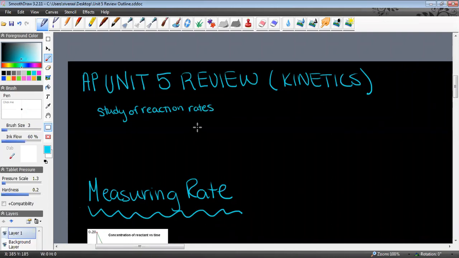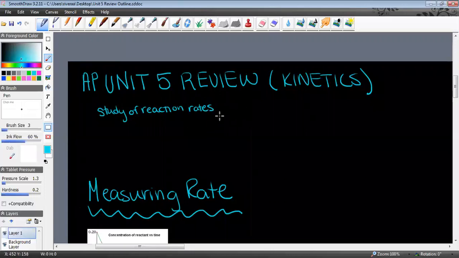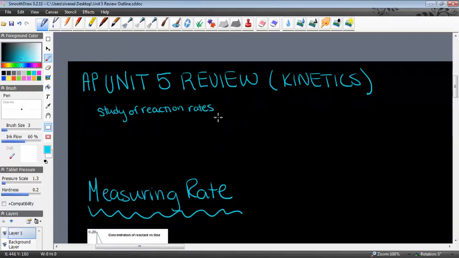Like we want to know how long it's going to take for a medicine to activate in our bodies, or how long it is going to stay in our systems. So metabolism is really important in determining reaction rates for medicines.